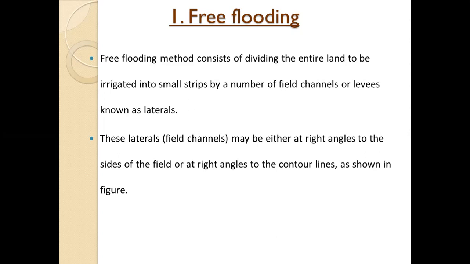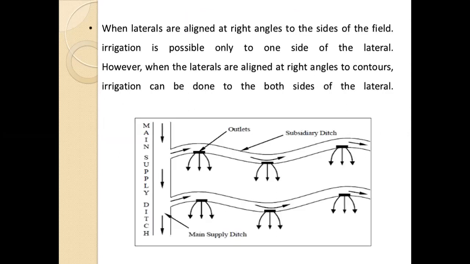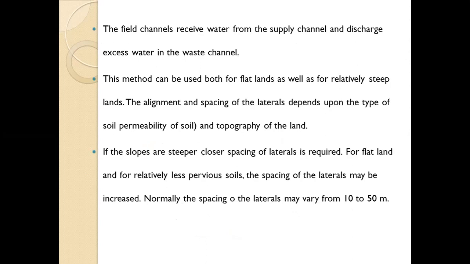In that type of irrigation, the number of borders are known as laterals. These laterals or fill channels may be either at right angles to the sides of the field or at right angles to the contour line, as shown in the figure. When the laterals are aligned at right angles to the sides of the field, irrigation is possible only to one side of the lateral. However, when the laterals are aligned at right angles to the contour, irrigation can be done on both sides of the lateral. The fill channels receive water from the supply channel and discharge the excess water into the waste channel.